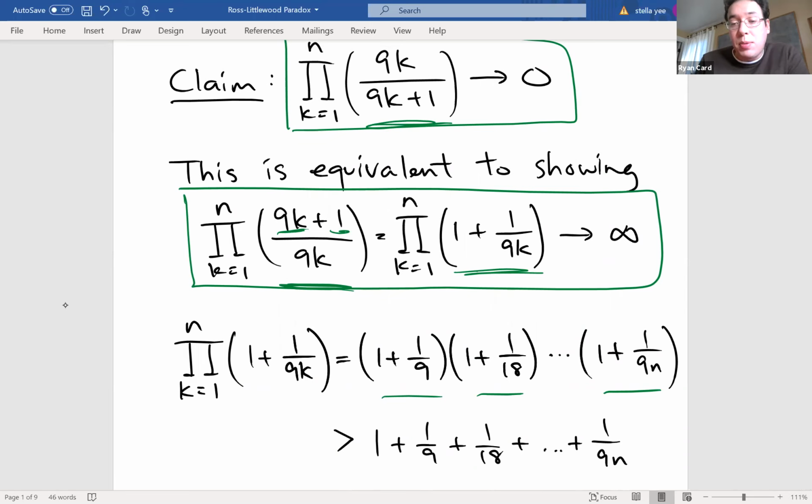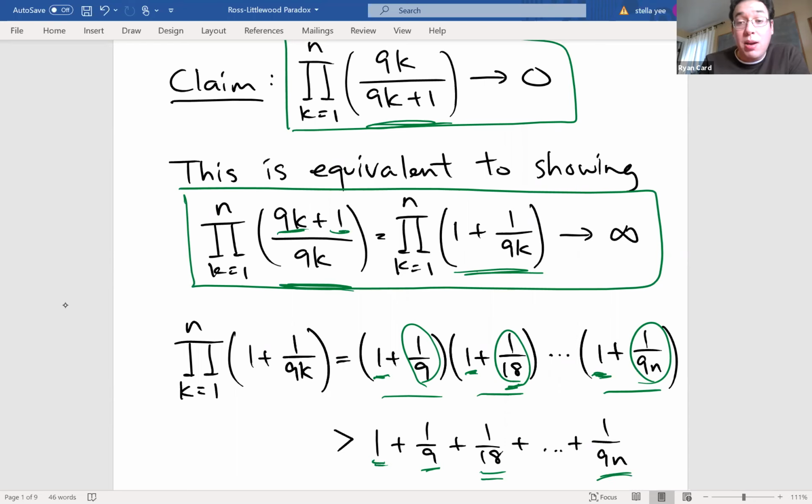And let's multiply everything out, right? So there's a term where, if you multiply all the ones together, that would be 1. Other terms you can get would be multiplying 1/9 times all the ones in the other factors, and that would give you 1/9. Or you could do a similar thing for all the multiples of 9 fractions. So 1 times 1/18 times all the ones will give you 1/18, and so on up until 1 over 9n.